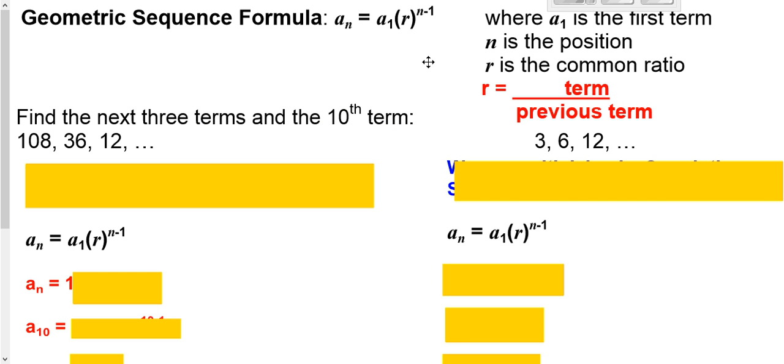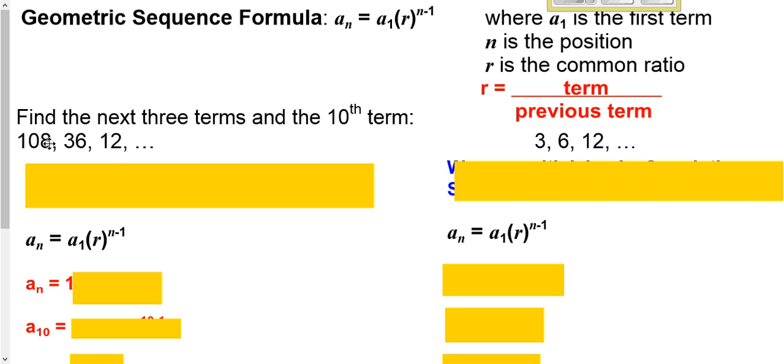Now, just like there is a formula for arithmetic, there's a formula for geometric sequences. A sub 1 is still the first term. A sub n is kind of what you're looking for. R is your ratio, that thing that you're multiplying by each time, and n is your position.